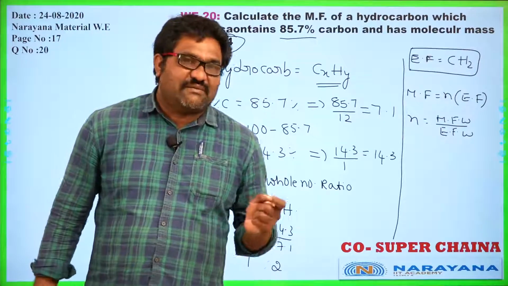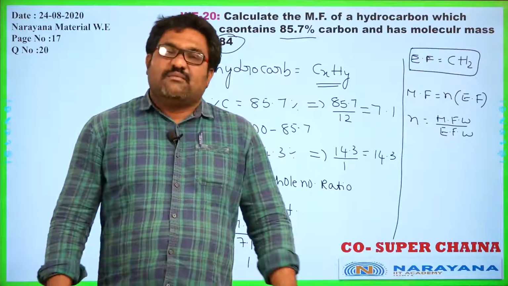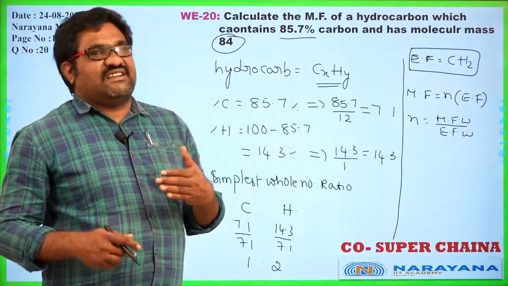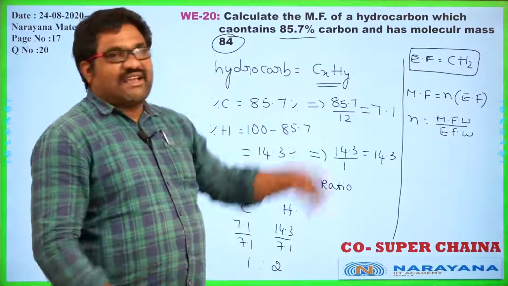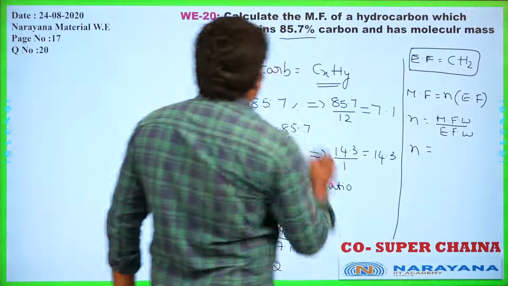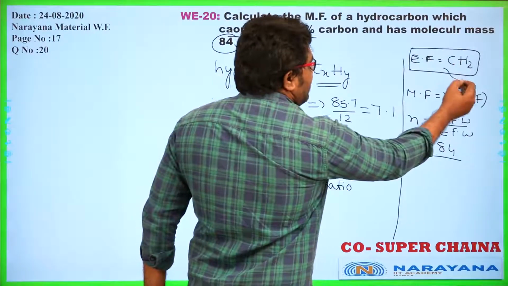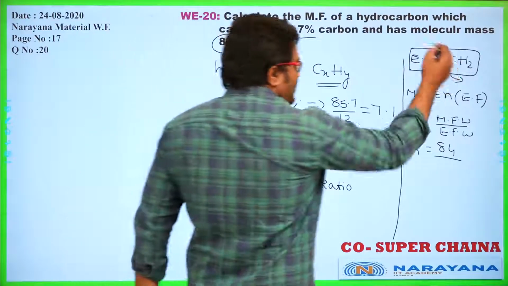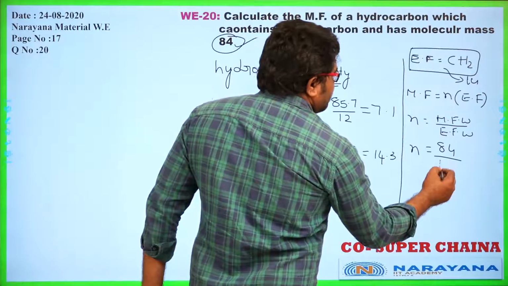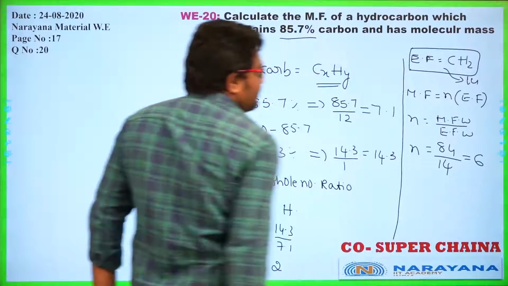What is empirical formula? That is the simplest ratio of atoms present in the molecule. So how many of those simplest units are present in a given molecular formula can be obtained by using that formula. So n is equal to, given that molecular formula weight is 84 and empirical formula weight 12 plus 2, how much is it? 14. Yes, it is 14. So that is 6 itself.